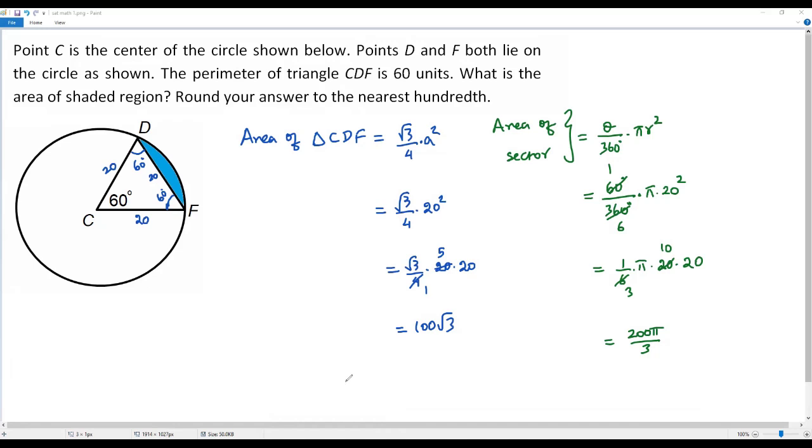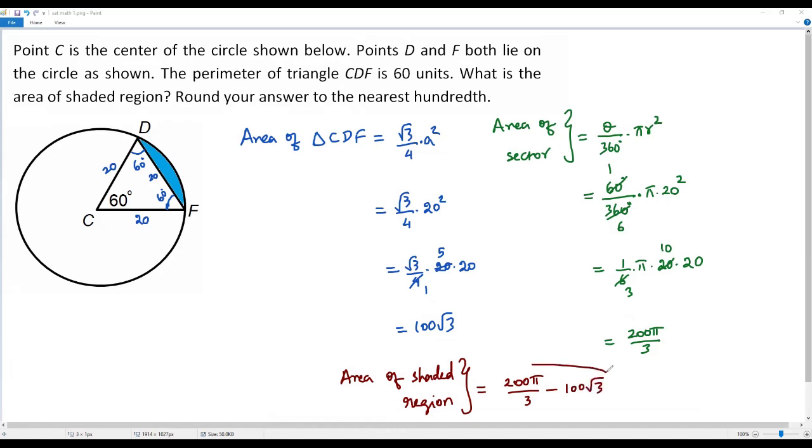Now let's get the area of the shaded region. Area of shaded region equals, as I said already, we have to subtract the area of triangle CDF from the area of the sector, that is 200 pi over 3 minus 100 times square root of 3.